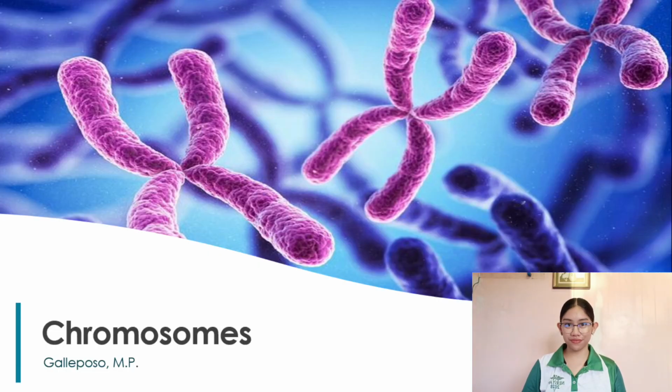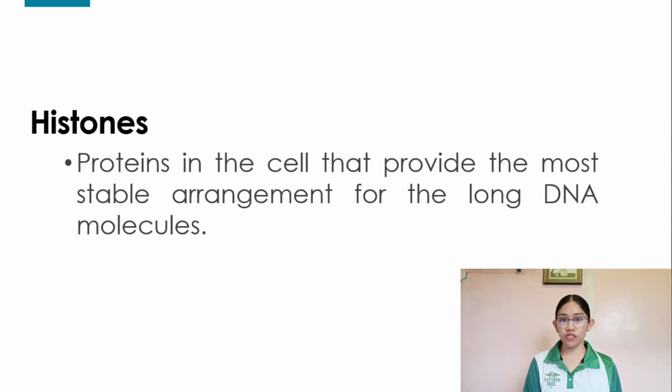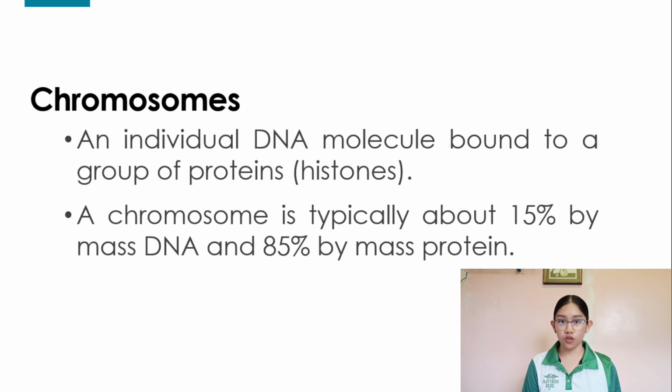But we still have 2 topics to go through. So now, we will be discussing the second topic, which is all about chromosomes. Histones are proteins in the cell that provide the most stable arrangement for the long DNA molecules. Chromosomes are individual DNA molecules bound to a group of proteins, which are the histones. A chromosome is typically about 15% by mass DNA and 85% by mass protein.